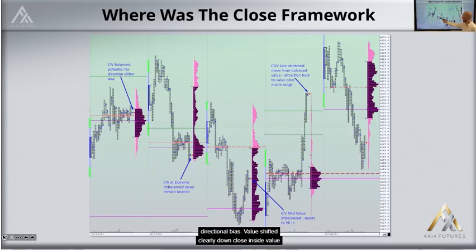This maintains directional bias. Value shifted clearly down, close inside value at the extreme, your view is down. So when you get the open and trade up, you're going to be less convinced of buying at this because of the fact that the information from the close suggests down. Once you fall back inside the initial balance, you can view this as a failure and the potential now to trade down.